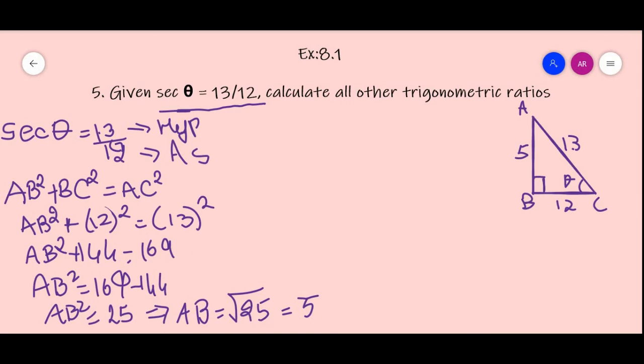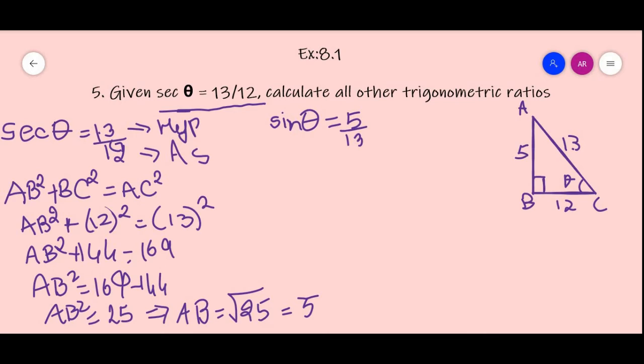Now as the question follows, we have to find all the other trigonometric ratios. So let's start off with the first group of trigonometric ratios. First of all, the first trigonometric ratio is sine theta. Sine theta code is SOH, which means that sine theta is equal to the opposite side by hypotenuse. So we have considered angle C as theta. So the opposite side is 5. And then what is the hypotenuse? It's 13. So sine theta is equal to 5 by 13.